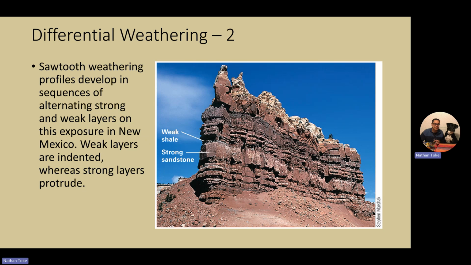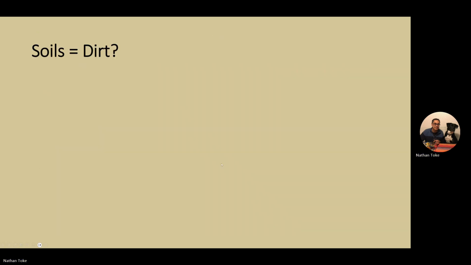There's also differential weathering that happens because of differences in strength of minerals and rocks. So here we're seeing this kind of sawtooth pattern in a spire sticking out of the ground of different layers of rock, where we have weak shales and strong sandstone. The shale is weathering faster and we can see it's being eroded out after it's weathered, leaving this kind of sawtooth pattern.